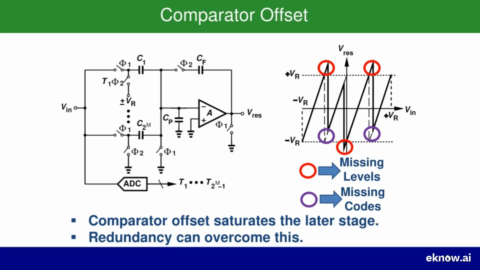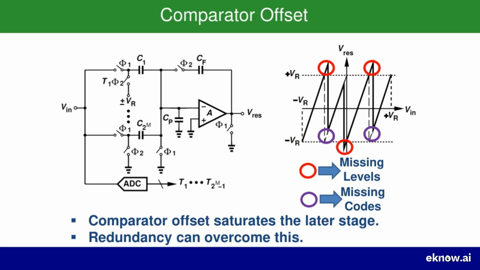The second and even more critical problem is missing codes, shown by the purple circles. When all the digital bits from all the stages are combined at the end, these missing levels result in gaps in the final digital output. The ADC will never be able to produce certain digital codes. This is a huge issue for the overall accuracy and linearity of the converter.